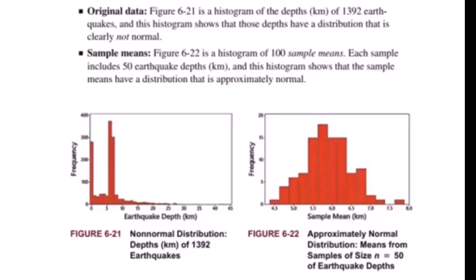On the right, we have a histogram of 100 sample means. We took 100 samples from the population. We found the mean of each sample, and each sample had 50 earthquake depths. We made a histogram, and we've approximated a normal distribution because n is equal to 50. It's not perfect, but it's pretty good compared to what it was. We couldn't use normal distribution here, but here we can use the normal distribution.